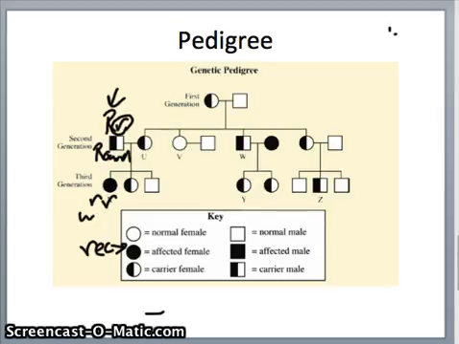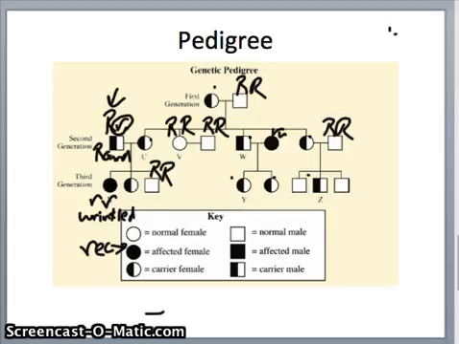The ones that are colored in will be wrinkled. So this guy is carrying the gene for the wrinkled seed, but he would be round. Same with this guy, this guy, this guy, this guy. They're all carriers. They carry that gene for the wrinkled, whereas this one is going to be wrinkled. And since this is dominant, these guys who are not colored in are homozygous dominant. They're completely normal. They don't even carry that wrinkled gene.